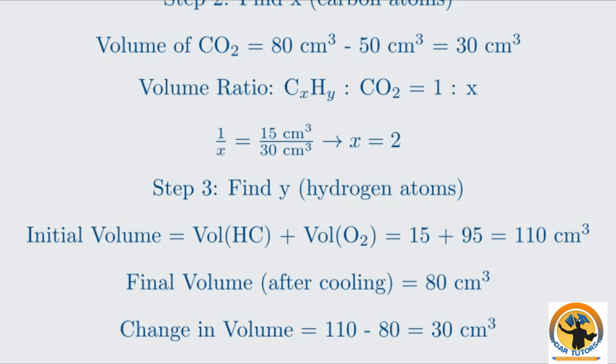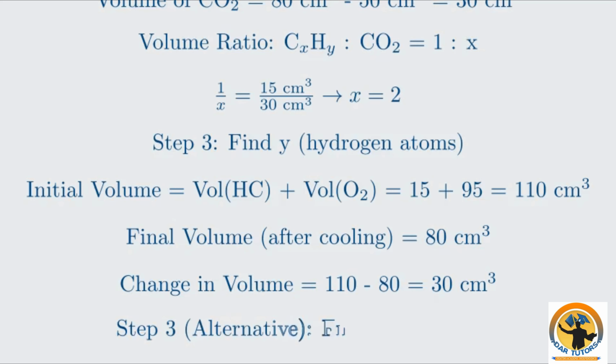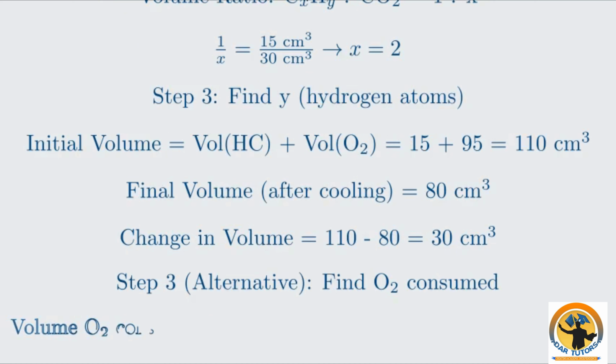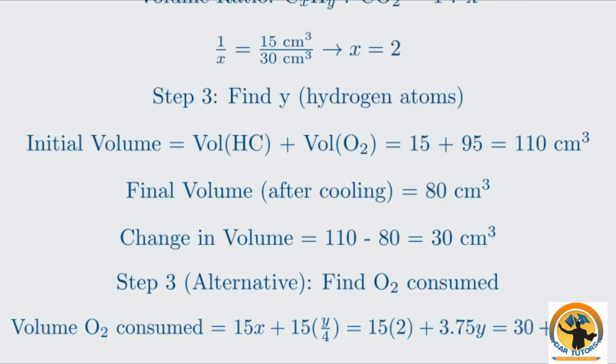We have 15 cm3 of C2Hy. The reaction uses a volume of 15 times X plus 15 times Y over 4 of oxygen. Substituting X equals 2, this simplifies to 30 plus 3.75 Y. We know the moles of oxygen used is the initial moles minus the excess moles. Initial is 95 cm3. The excess is 50 minus 30, the CO2, so 20 cm3. This method is flawed, so let's use the reaction ratio. The text's final answer suggests the volume of oxygen used is 45 cm3.